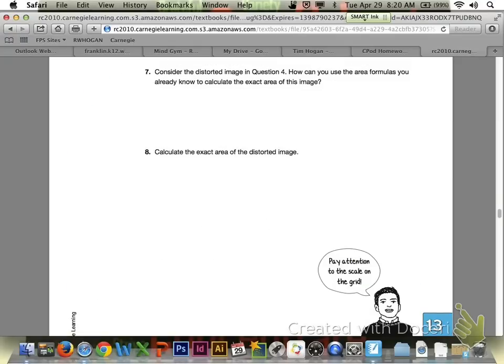Take a look at page 865. We're going to skip number 6 and move on to number 7 and number 8. For number 7, it asks you to consider the distorted image in question 4. How can you use the area formulas that you already know to calculate the exact area of this image? Think about what we've done in 13.1 all the way through 13.3. We've looked at the areas of squares, rectangles, triangles, parallelograms now. So think about how you can use those formulas to help you figure out the exact area of this image. And then for number 8, I want you to try and calculate the exact area of the distorted image using those formulas. Go ahead.